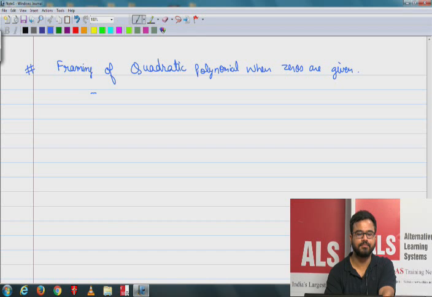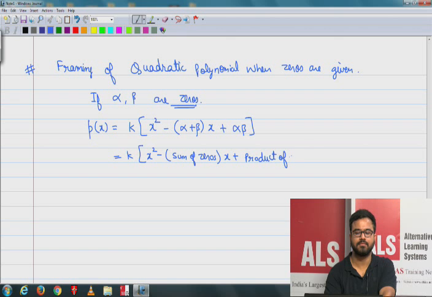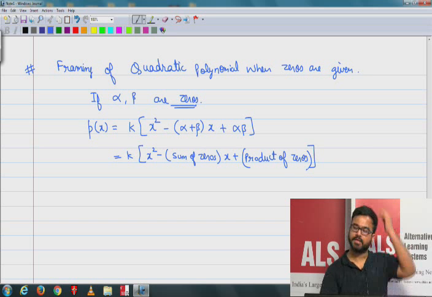So the thing is that if alpha, beta are zeros, then the quadratic polynomial p of x is nothing but k times x square minus sum of zeros into x plus product of zeros, or you can also write this as x square minus sum of zeros into x plus product of zeros. That is the only thing you have to keep in mind.